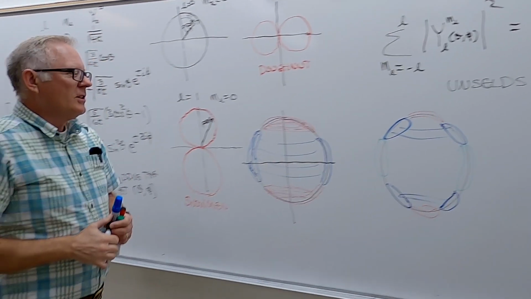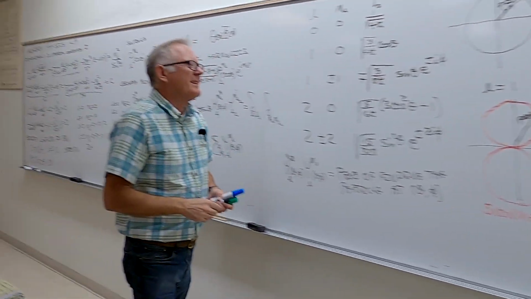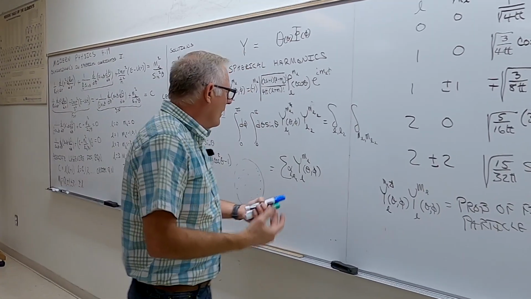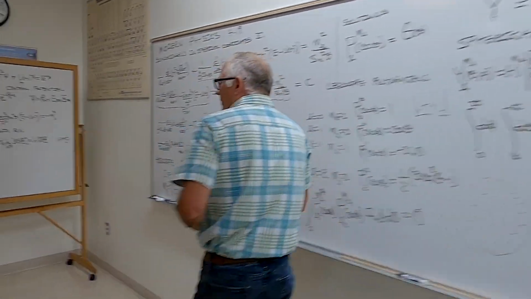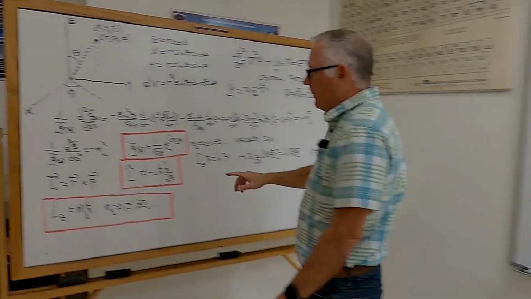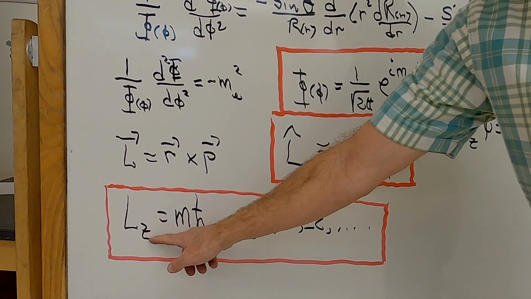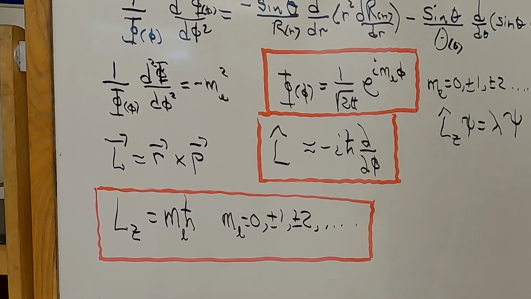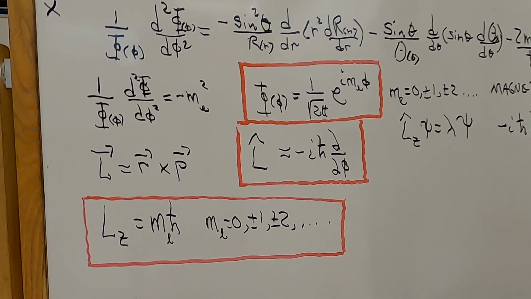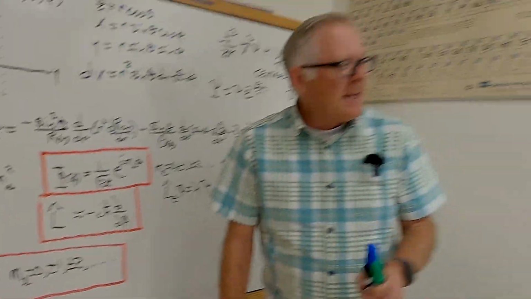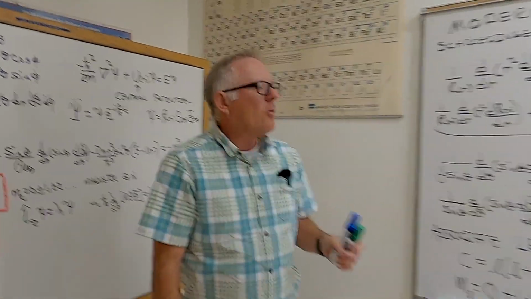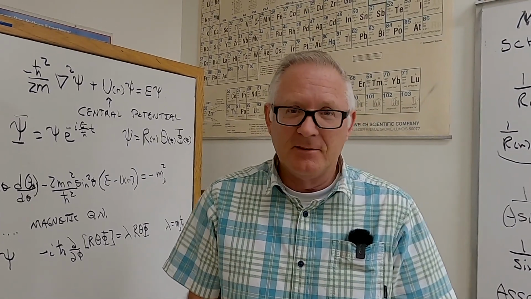Okay, well, we still haven't figured out what the L quantum number means, because we figured out what the m sub l quantum number meant. The m sub l was tied to the z component of the orbital angular momentum. So on the next video, we'll figure out what the heck the L means.